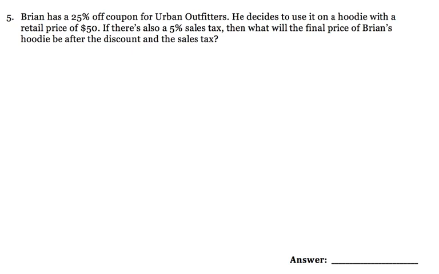Our next problem says Brian has a 25% off coupon for Urban Outfitters. He decides to use it on a hoodie with a retail price of $50. If there's also a 5% sales tax, then what will be the final price of Brian's hoodie after the discount and the sales tax? So this problem is just like the one we saw before, except the information is given in a slightly different order.